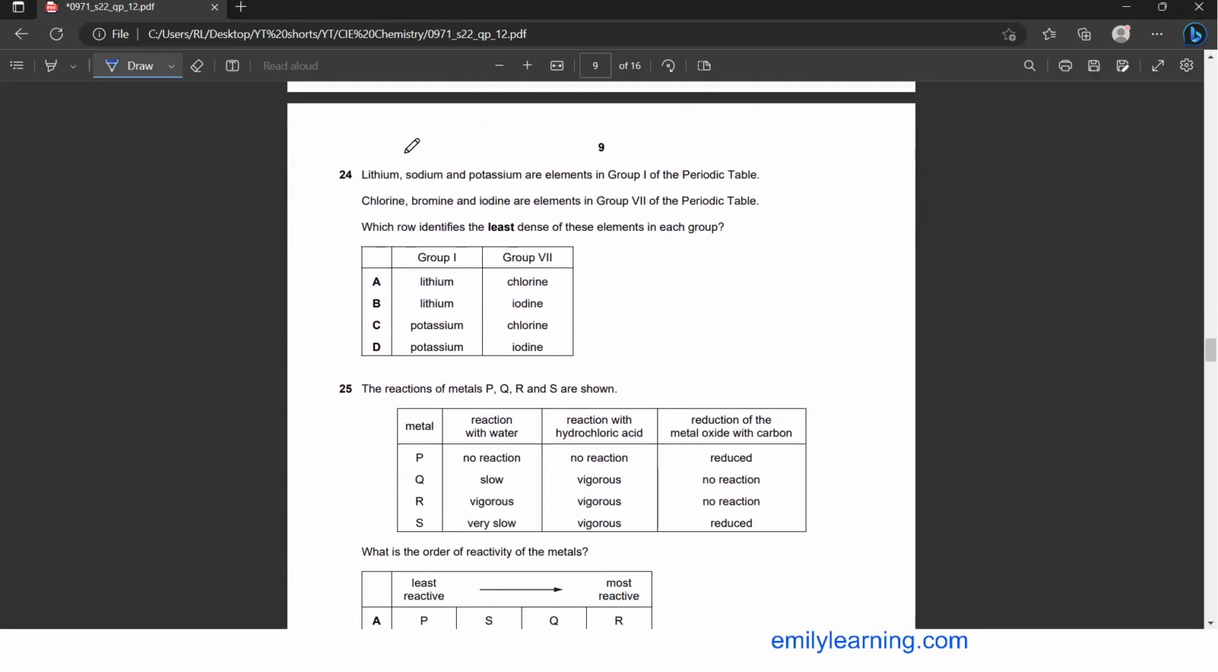Moving on to 24, we have lithium, sodium, and potassium. They are elements in group 1 of the periodic table. Chlorine, bromine, and iodine are group 7 of the periodic table. Which will identify the least dense of these elements in the group? We know that as we go down group 1, it becomes more dense, right? So in other words, potassium is the densest. Same thing, chlorine, bromine, and iodine. As we go down the periodic table, it becomes more dense. So iodine is the densest, so the answer is D.